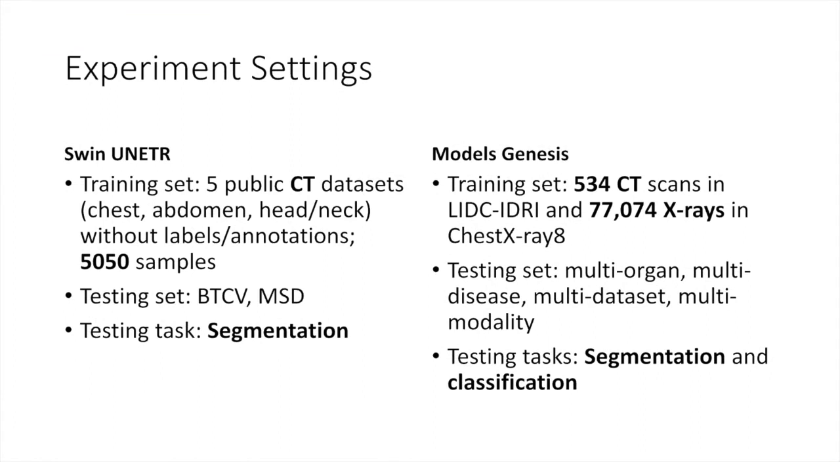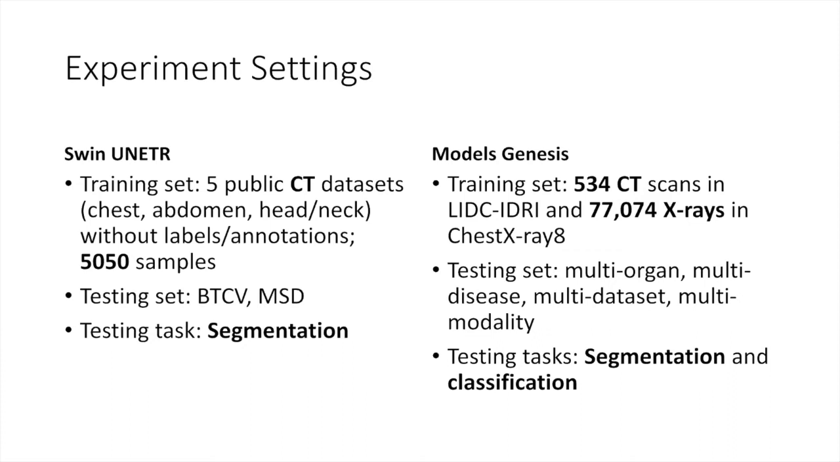Specifically during training, the 2 articles use different datasets for pre-training. Swin UNETR uses 5,050 samples from 5 CT datasets. Note that these samples are 3-dimensional. Models Genesis uses 534 CT scans and 77,074 X-ray scans. It seems at first glance that Models Genesis uses a bigger dataset for training. However, this is not necessarily the case because X-ray scans are 2-dimensional. Comparing the amount of CT scans used during training, Models Genesis uses a way smaller dataset compared to Swin UNETR.